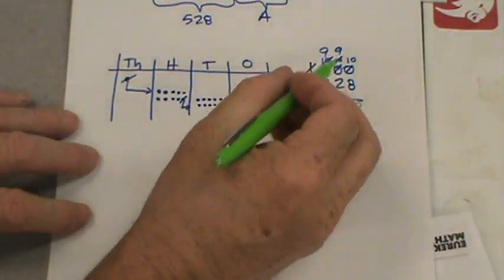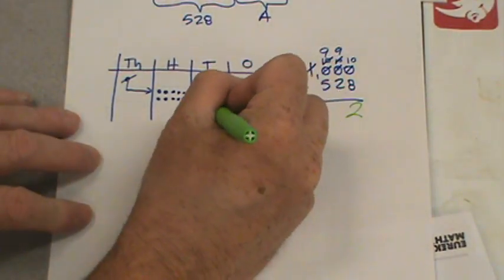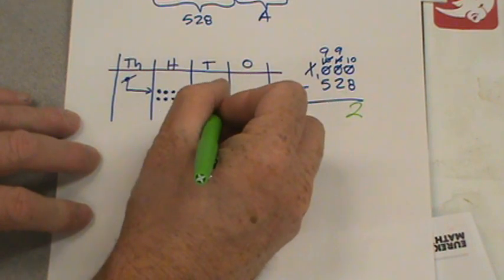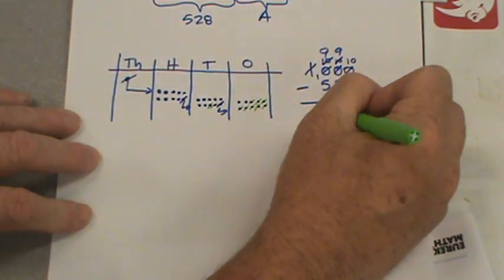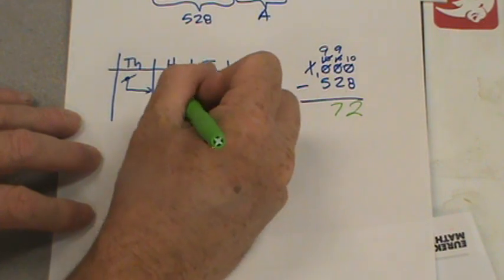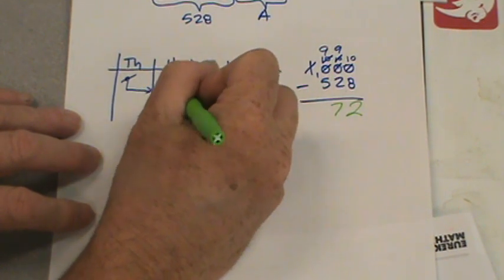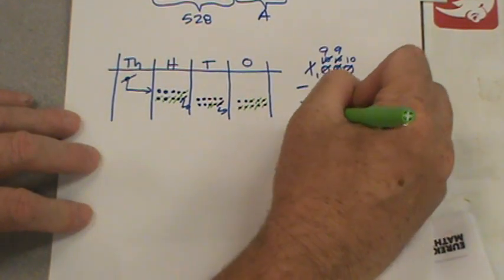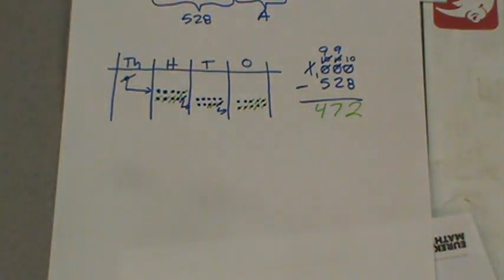Then we go to 9 minus 2, so I'm taking away 2. And I have 1, 2, 3, 4, 5, 6, 7. I really like this math. Then I'm taking away 5. 1, 2, 3, 4, 5. And I have 1, 2, 3, 4 left. So it looks like my answer is 472.